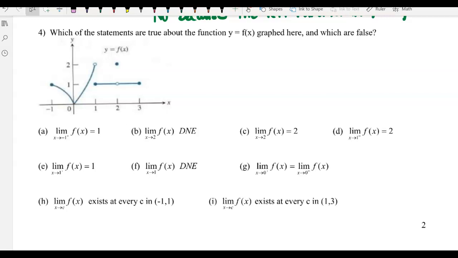Can you print from home or no? Yeah, okay. If you need help with printing, let them know, okay?